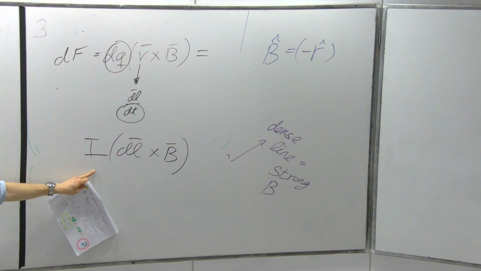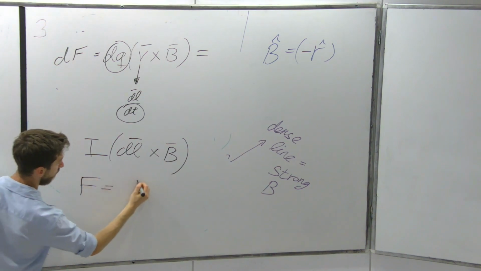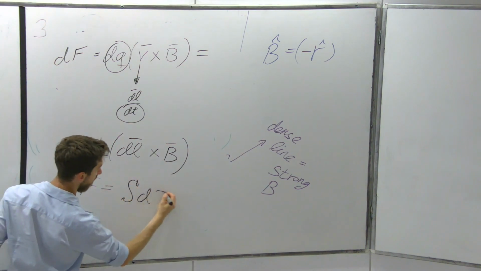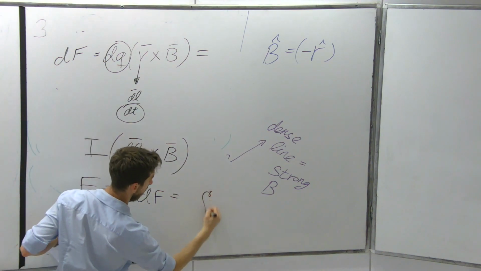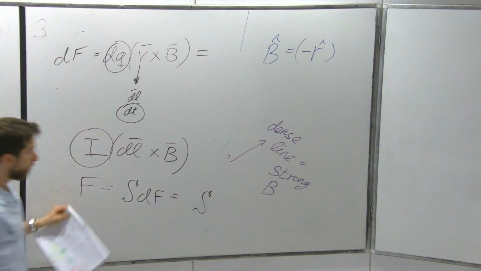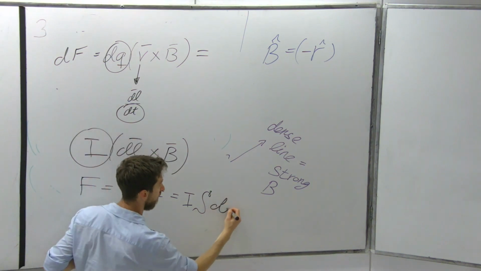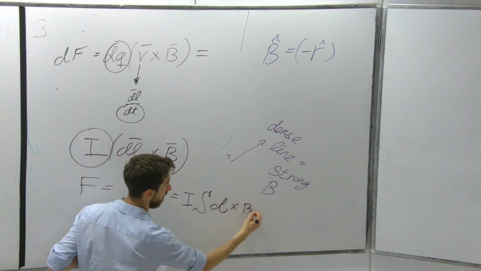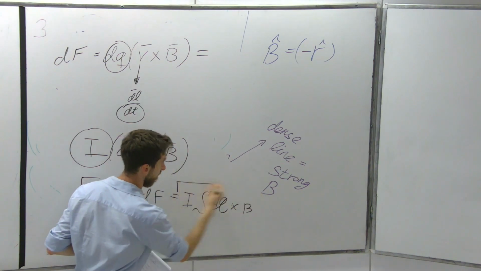Not yet, we need to do the superposition principle. So F is equal to the sum of its parts, right? And this is equal to what? To the integral of this stuff. I is a constant for everybody, so I can take it outside of the integral. But dL cross B stays inside the integral, right? So that's what we have.